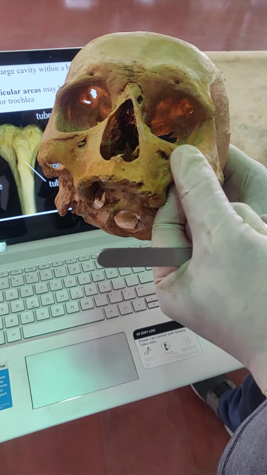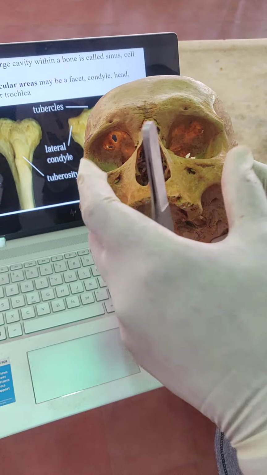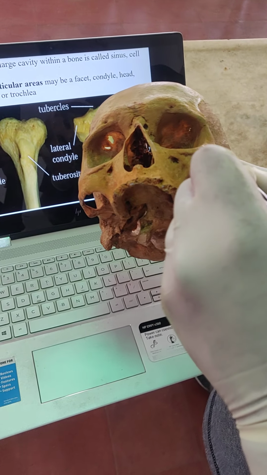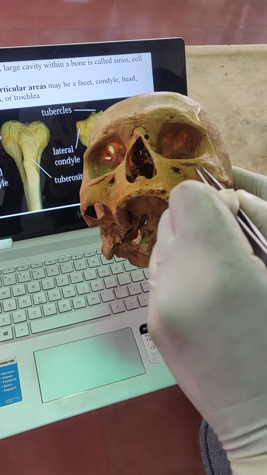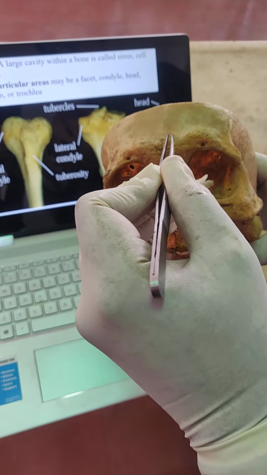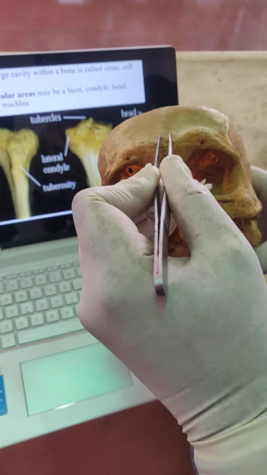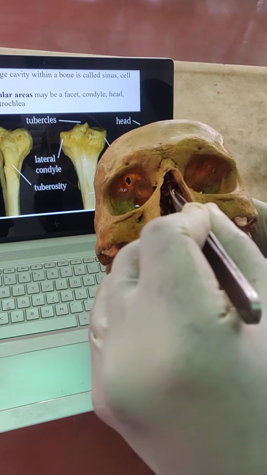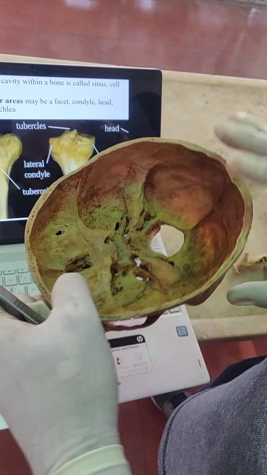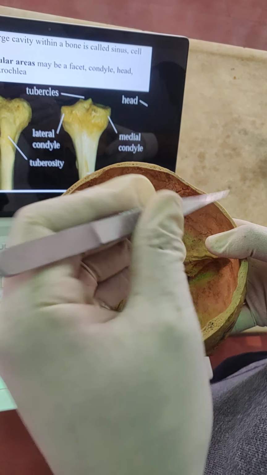This bone is hollow, and that's why our skull is light, due to some spaces inside the bone. These spaces inside the bone are called sinuses. Inside the maxillary bone there is a space called the maxillary air sinus. In the frontal bone there is a space, the frontal air sinus. Inside the middle part of the nose there is the ethmoidal air sinus, and inside the sphenoidal bone there is a space called the sphenoidal air sinus.